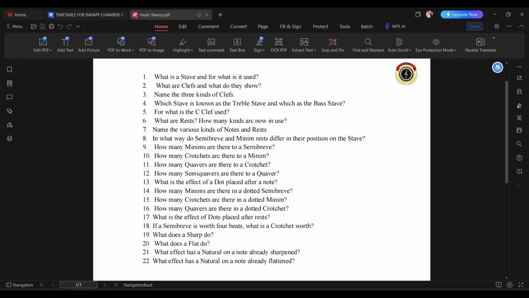What does a flat do? A flat rather decreases a note by a semitone in pitch. So if the sharp is taking it up, the flat is bringing it down a half step. You just apply the same definition, but the only difference is one is increasing and the other is decreasing. Okay, let me see. What effect has a natural on a note already sharpened?